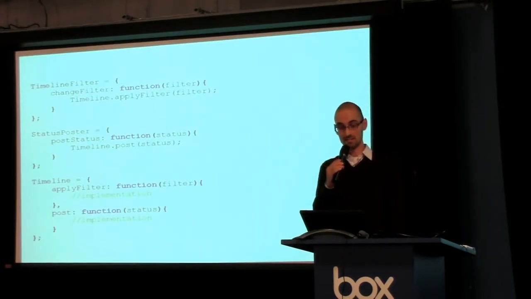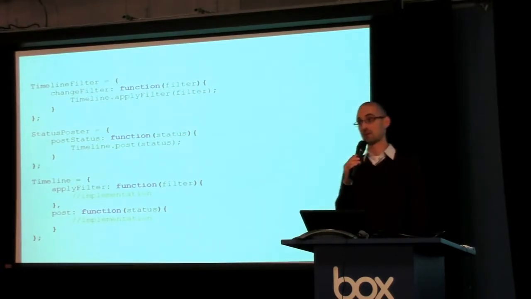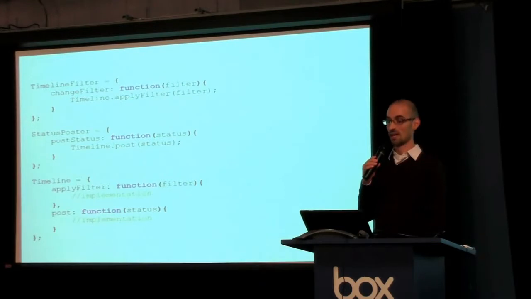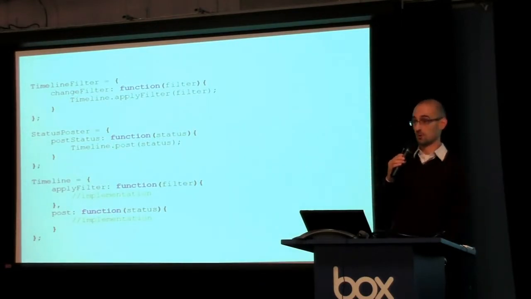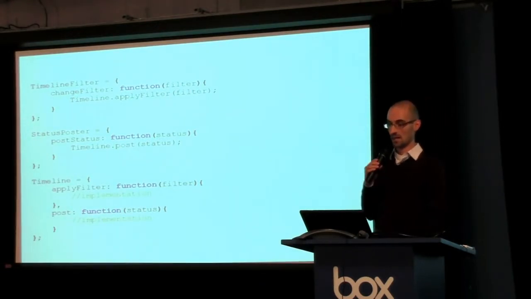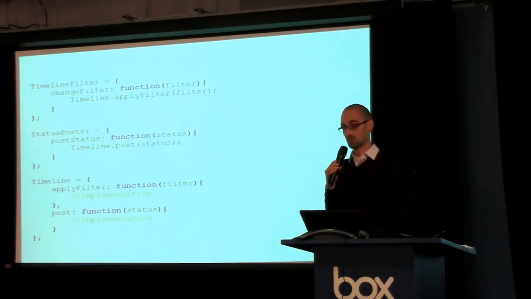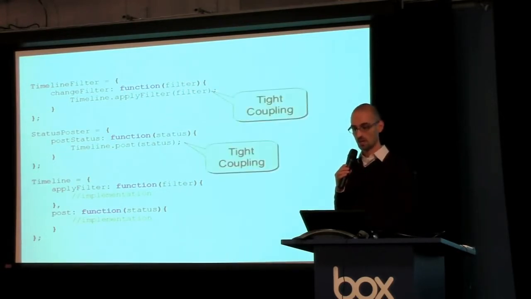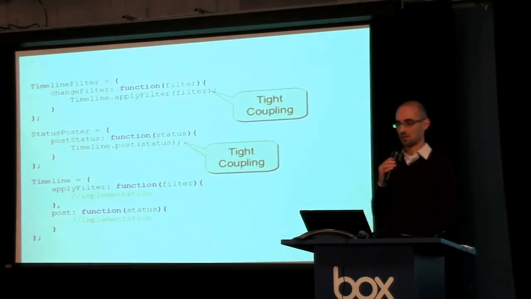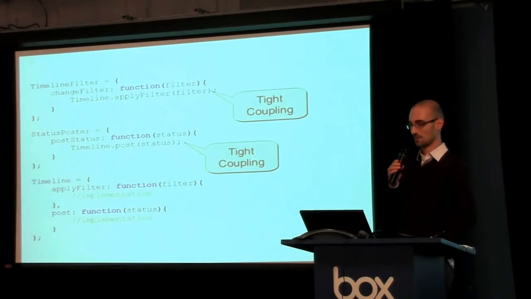And when you post status, it says here's the status, and then it says timeline.post, and that's how the timeline knows that you posted a new status. And then the timeline itself has both of those methods that do something. It's a very common way of arranging things. The lousy thing about that is you have very tight coupling now, right?